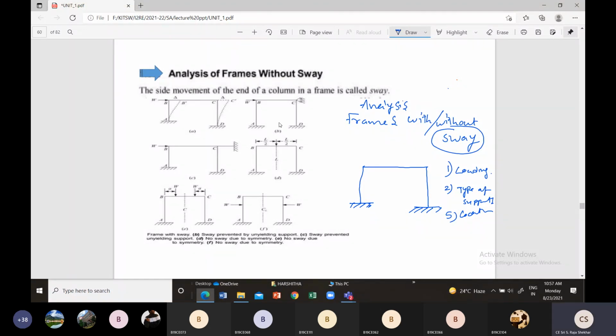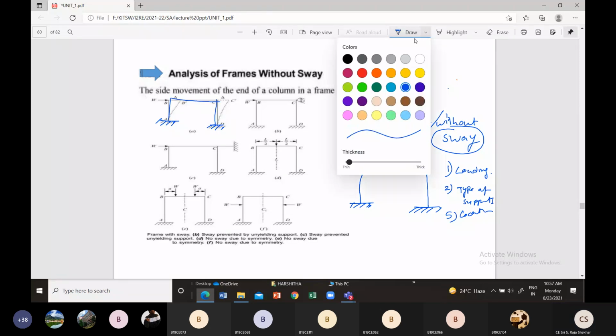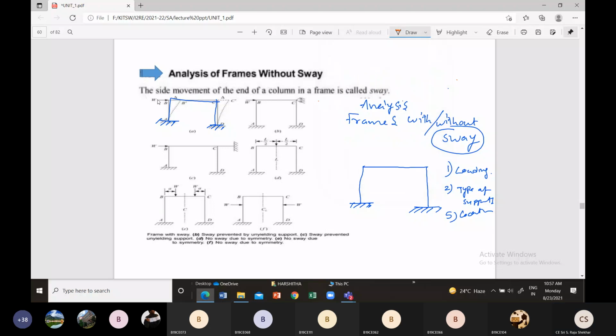Right, here we have a few different frames. In these we need to identify whether sway is possible or not. We'll see. The first one is this frame. This frame is subjected to a horizontal force W. Can you tell me, because of this horizontal force, whether sway is possible or not? Because of this horizontal force, this column tends to move horizontally. This also tends to move horizontally. So this is the deformed shape of this frame. This is the final shape of the frame.